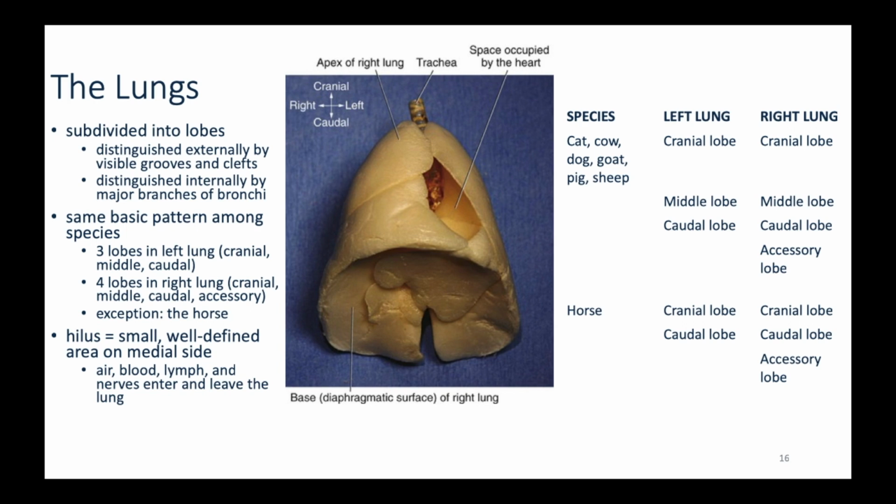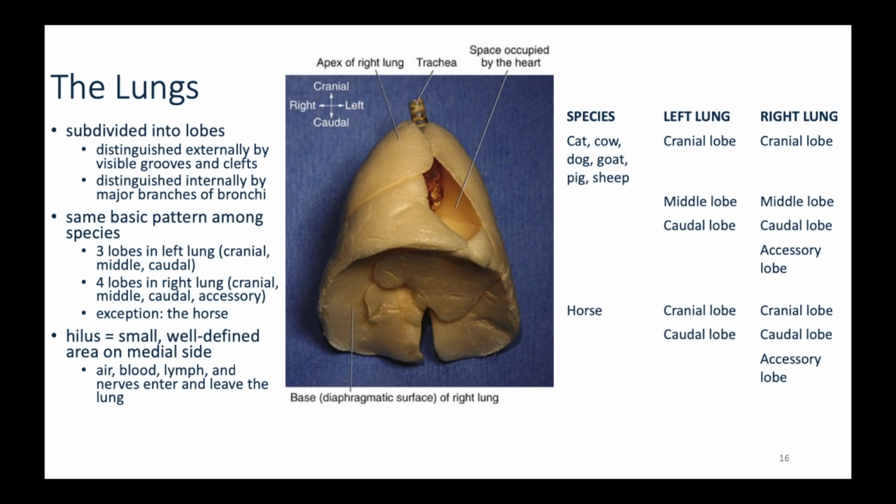Some basic pattern among species, typically there's 3 lobes in the left lung, cranial, middle, and caudal, and 4 lobes in the right lung, cranial, middle, caudal, and accessory. The exception is the horse. If we look over here, in the left lung they have the cranial and the caudal lobe, and in the right lung they only have the cranial, caudal, and accessory lobe. So the horse is a little bit different.